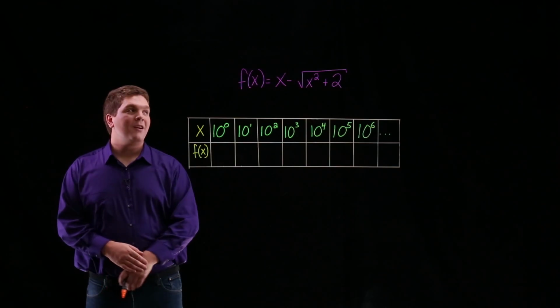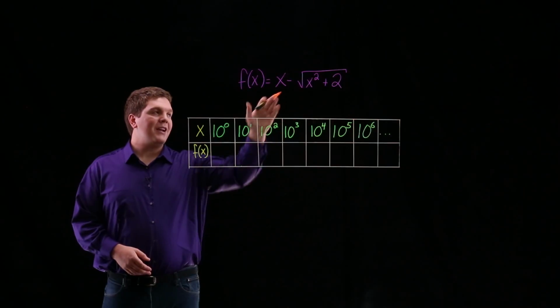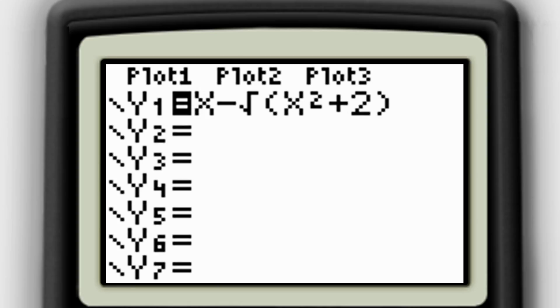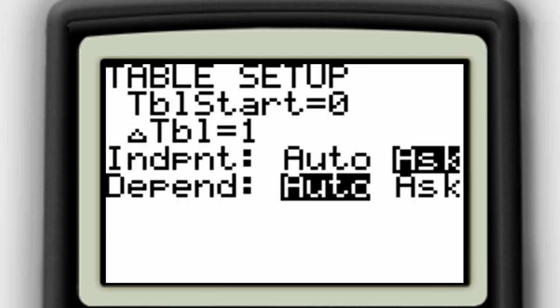Hi, I'm Gabe. For this problem, we're asked to approximate the limit as x approaches infinity for this function here. And the way we're going to do this is by filling in some values in this table, and hopefully what we notice is that as the x values increase, our function values will get closer to a single number. So let's go ahead and get started by substituting 10 to the 0, or just 1, into our function.